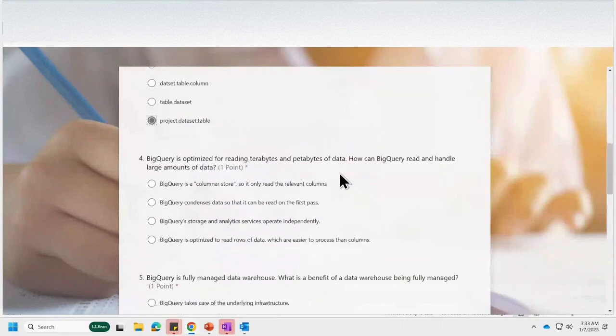BigQuery is optimized for reading terabytes and petabytes of data. How can BigQuery read and handle large amounts of data? BigQuery is a columnar store, so it only reads the relevant columns. BigQuery condenses data so that it can be read in the first pass. BigQuery storage and compute service operate independently. BigQuery is optimized to read rows of data, which are easier to process than columns.